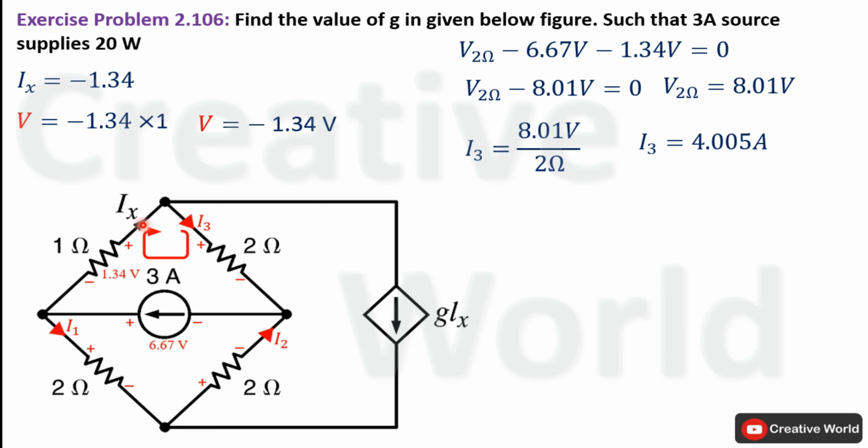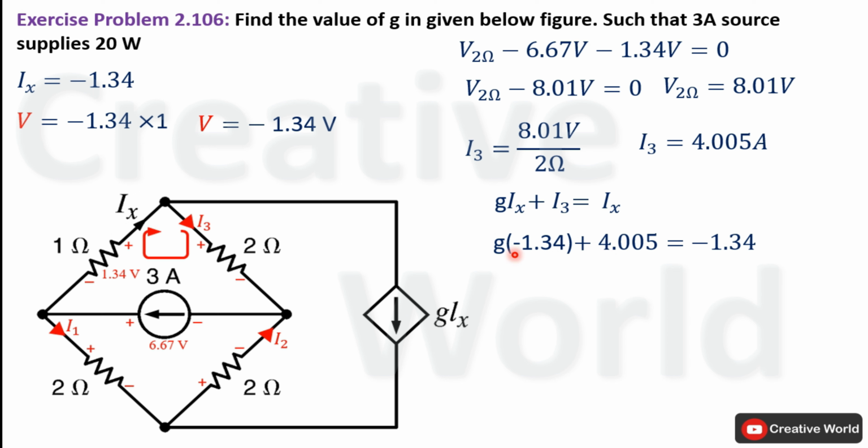Now we know the value of current through these two branches, so we can apply Kirchhoff's current law on this node to calculate current through this branch, that is equal to Gix. So write Kirchhoff's current law equation for this particular node. On this node, one current is entering while two currents are leaving. Leaving currents are I3 and Gix, while entering current is Ix. Place the values of Ix and I3 in this equation. Ix is replaced with minus 1.34 and I3 is equal to 4.005.